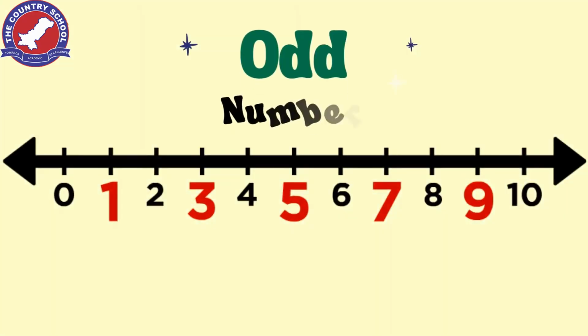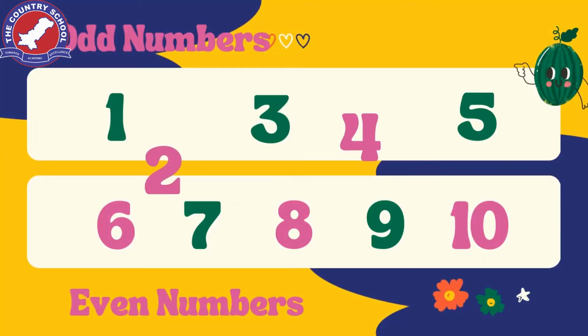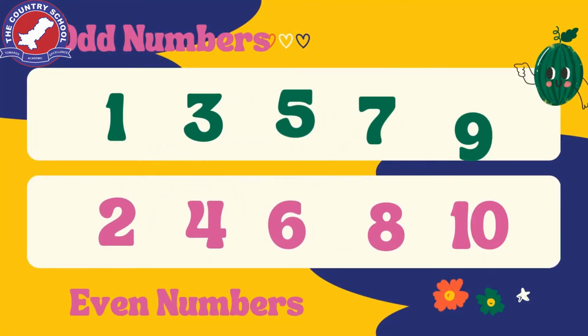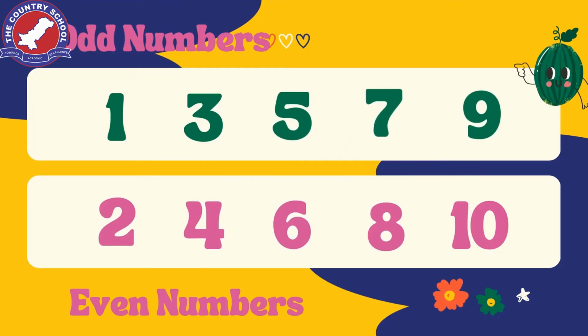When you count by ones, odd numbers are the ones that come between even numbers. For example, if you count from 1 to 10, the odd numbers are 1, 3, 5, 7, and 9.